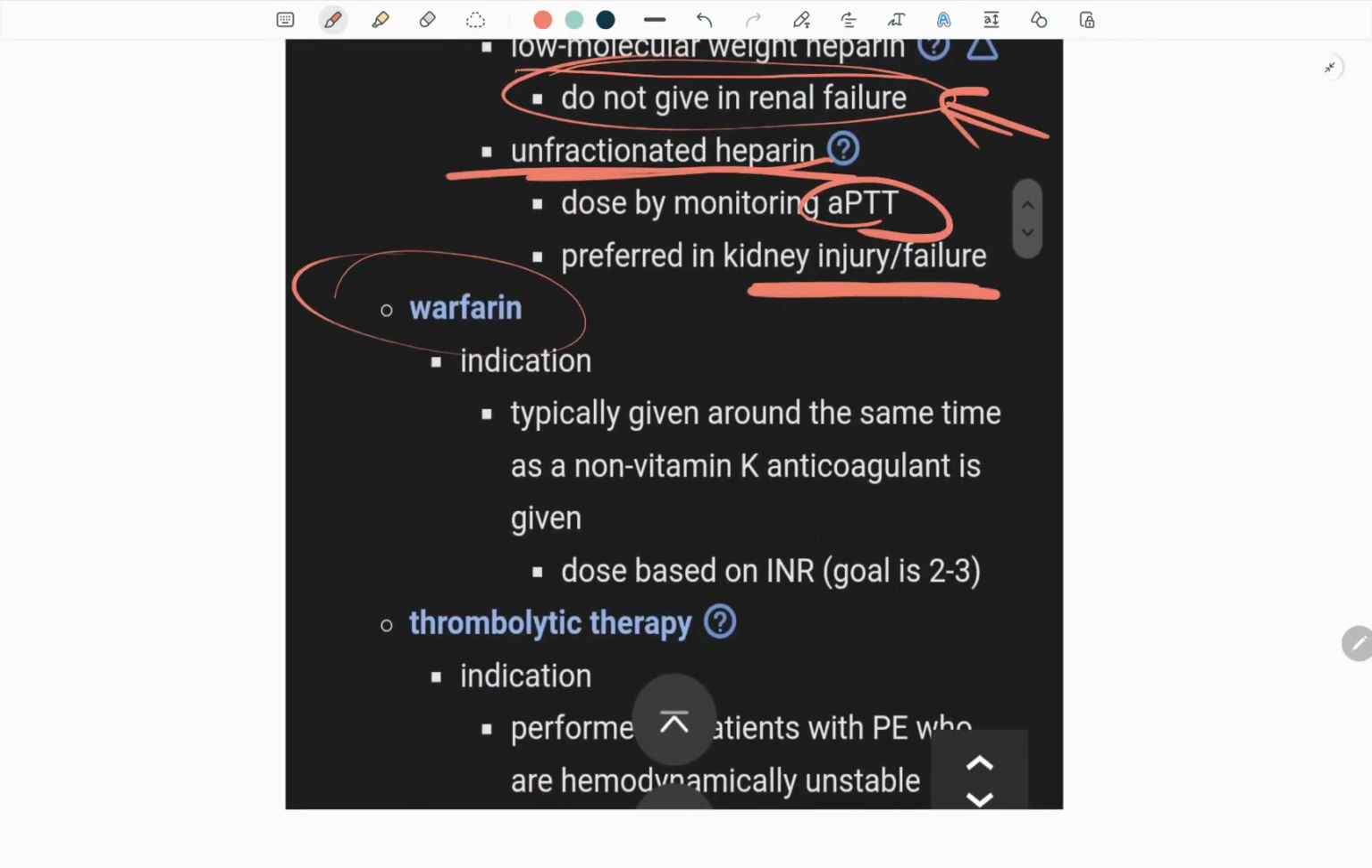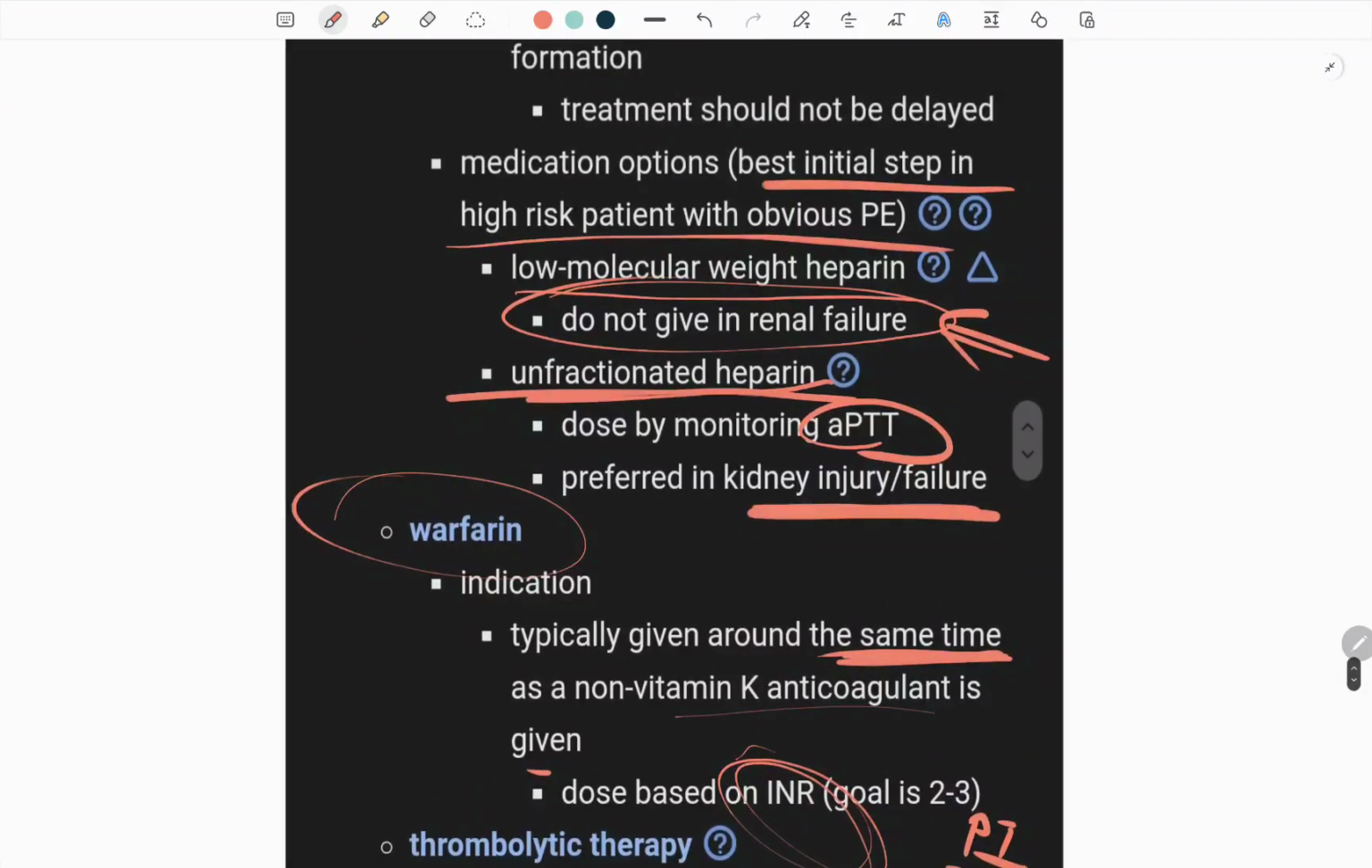Now, when do we give warfarin? It is typically given around the same time as heparin is given. The dose is based on INR, so we can monitor it with INR, or we can also say PT. So what we do is we initiate heparin and warfarin at the same time, and we call this a bridging treatment. So we bridge both the things.